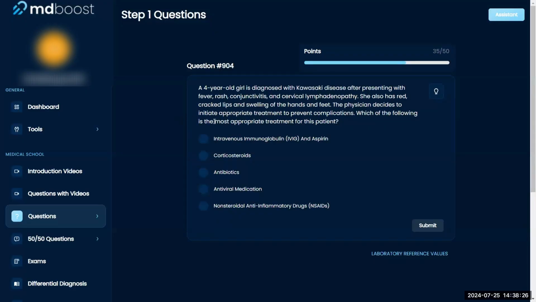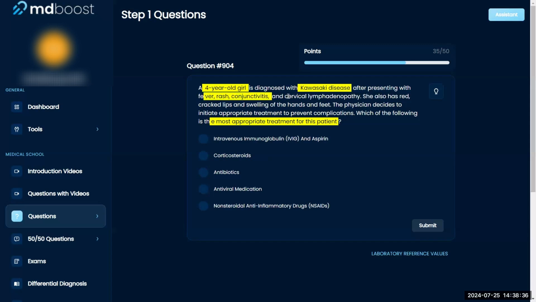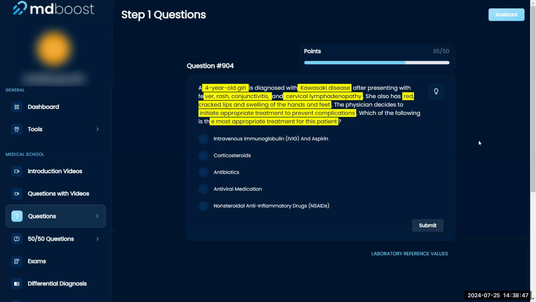All right, which of the following is most appropriate treatment for this patient? A 4-year-old girl is diagnosed with Kawasaki disease after presenting with fever, rash, conjunctivitis, and cervical lymphadenopathy. She also has red, cracked lips and swelling of hands and feet. The physician decides to initiate appropriate treatment. Which of the following is the most appropriate treatment?